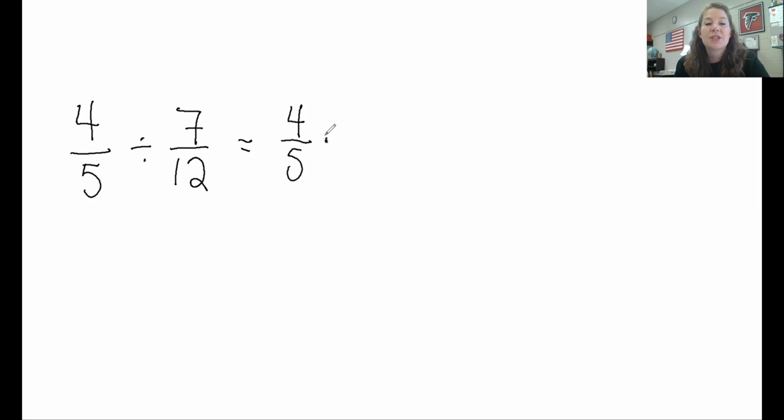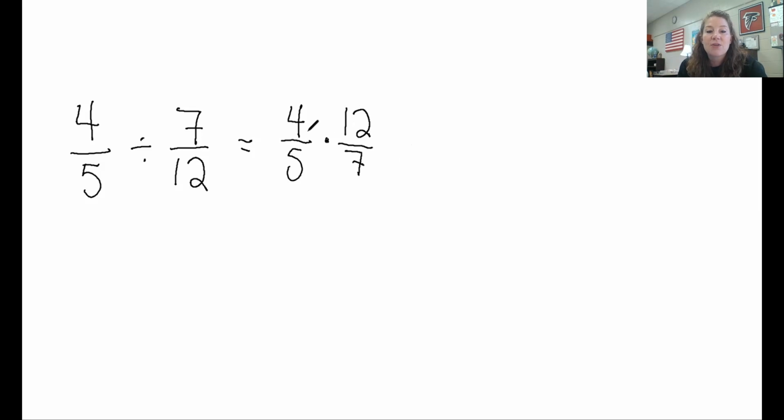Let's do 4/5 divided by, let's do, I don't know, 7/12. All right, so what do we think of? Kentucky Fried Chicken, Kentucky Chicken Fried: keep it, change it, and then we're going to flip it. Flip the second fraction, never the first fraction, only the second fraction.